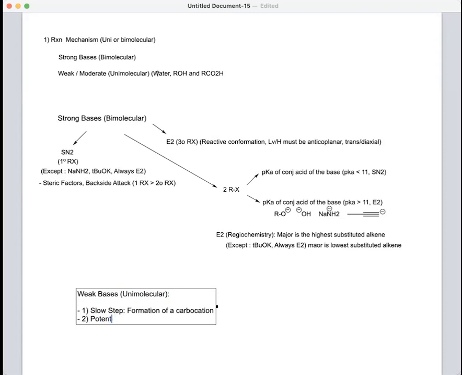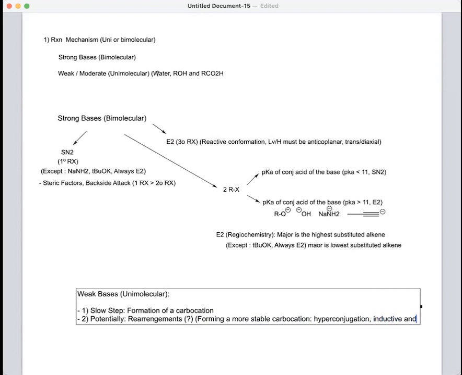Step two, in a unimolecular mechanism, potentially is going to be a rearrangement. So you always have to ask yourself, is a rearrangement possible? And the driving force for a rearrangement is always forming a more stable carbocation. And the factors making carbocations stable, as we said, are hyperconjugation, inductive effect, and resonance.